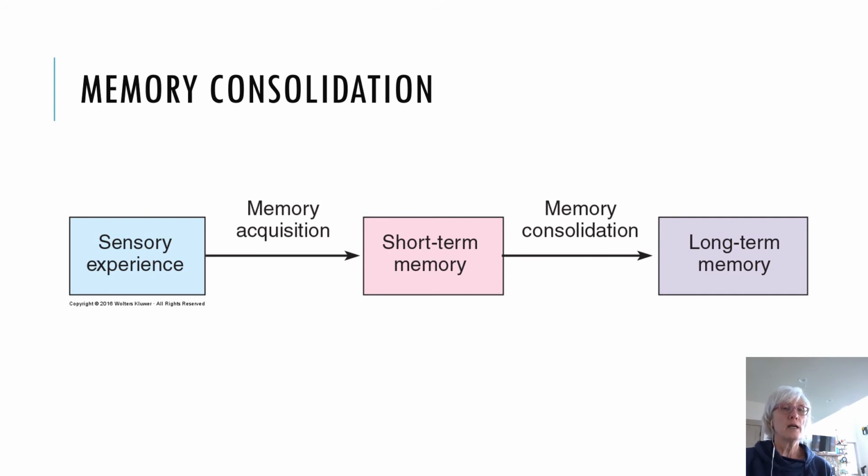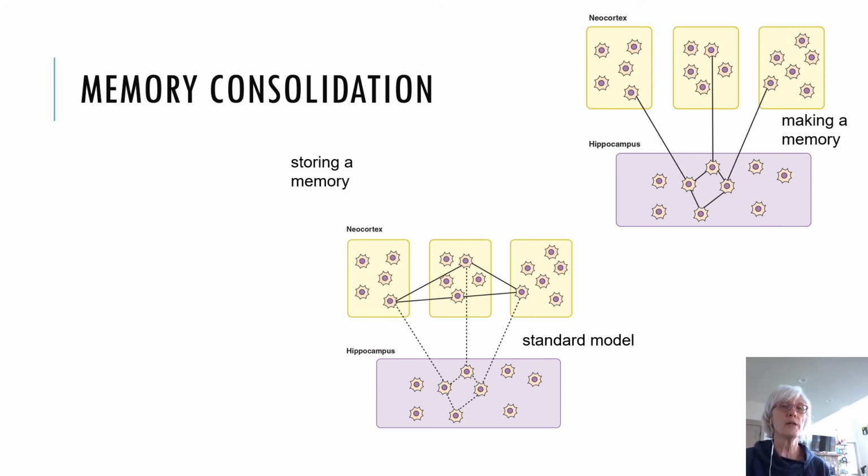So memory consolidation, again, is when you have a sensory experience, it enters your short-term memory, and then it somehow is consolidated to become a long-term memory. And so the question is, how does this occur? There are two theories of how we store memory. In the upper right-hand side, we see the cortical regions shown in yellow, and there's a single neuron in each of three cortical regions that are getting some sort of stimulus. That information comes in, and through connections with the parahippocampal region, ultimately makes its way to the hippocampus. So this is how we make a memory.